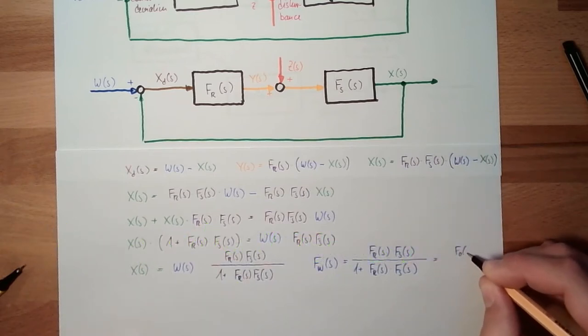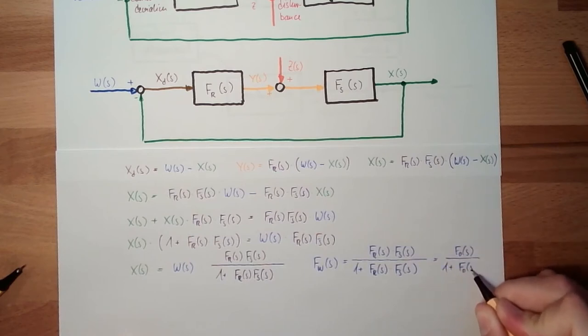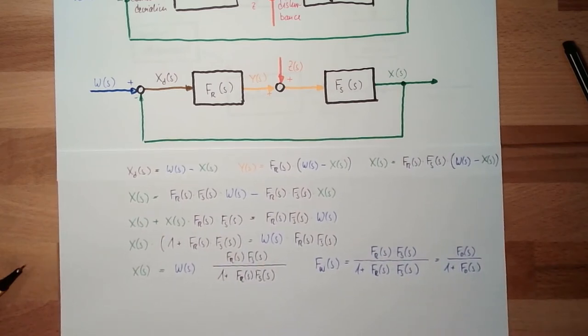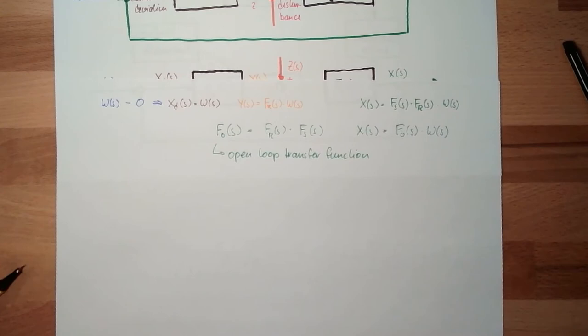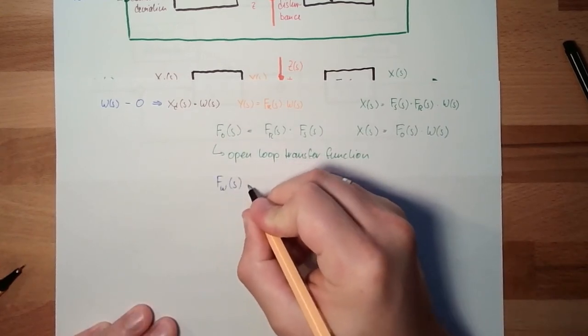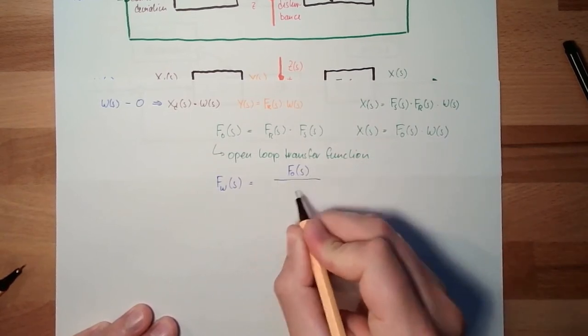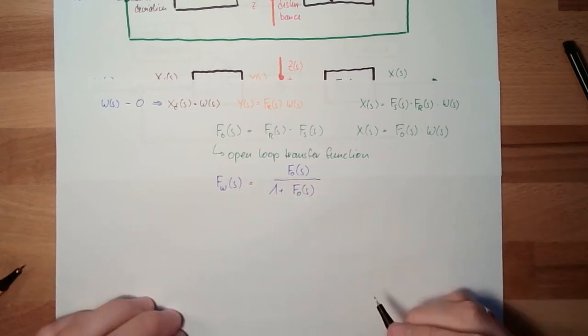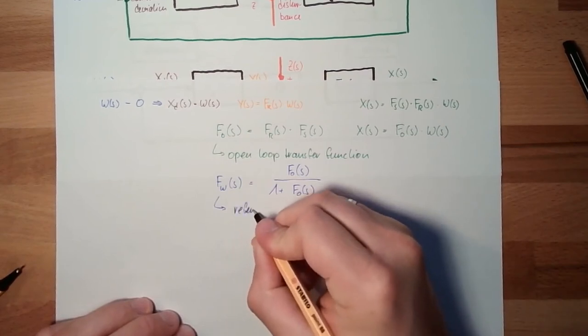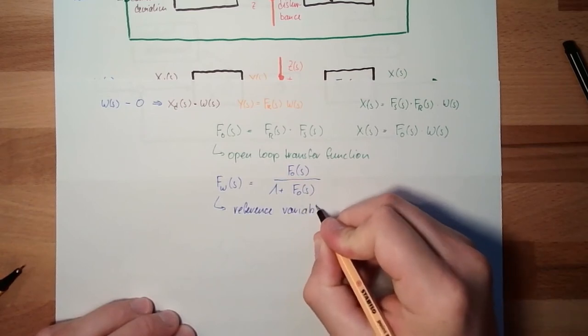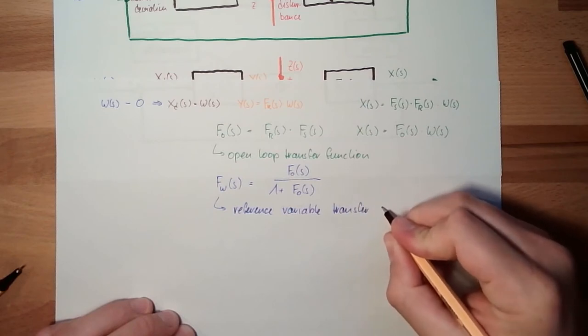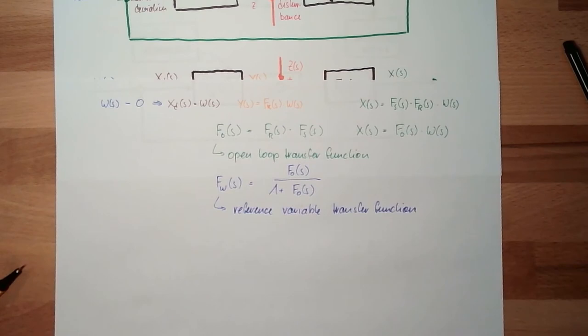Actually, this is FO from S divided by 1 plus FO from S. See? This is very useful, this FO, to write it shorter. So this is in German the Führungsübertragungsfunktion. In English it's the reference variable transfer function or the lead transfer function. Good. Write it down. FW is FO from S divided by 1 plus FO from S. This is the reference variable transfer function. Führungsübertragungsfunktion.